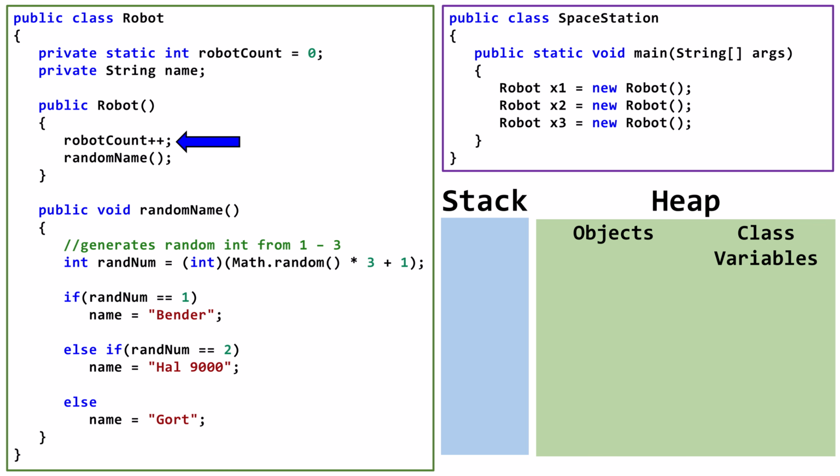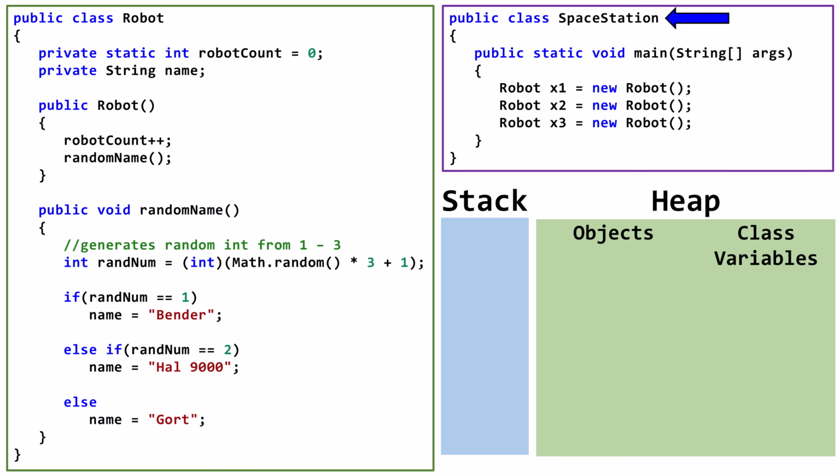As a class variable, there is only one shared copy of robotCount, so we can use this variable to keep track of how many total Robot objects have been created. The next line calls the randomName method. The randomName method generates a random number from 1 to 3 and sets the instance variable name to either Bender, HAL9000, or Gort. As an instance variable, each Robot object has its own copy of the name variable.